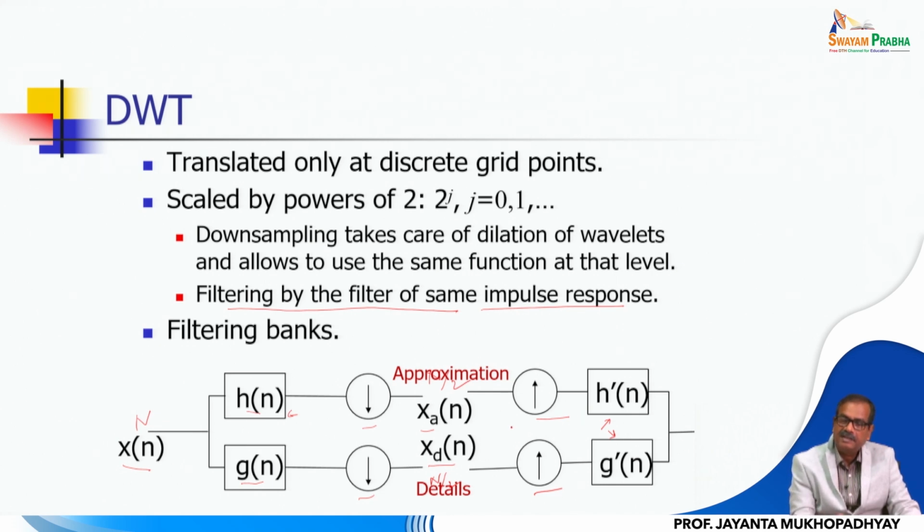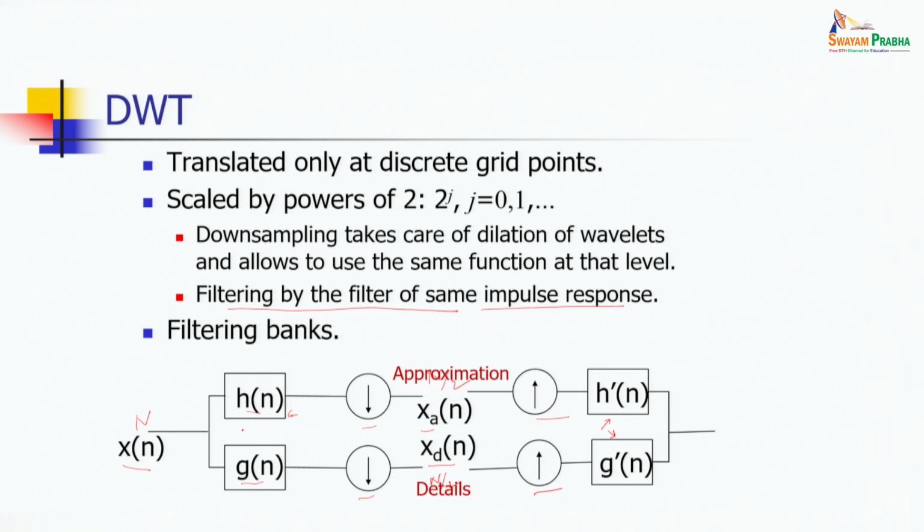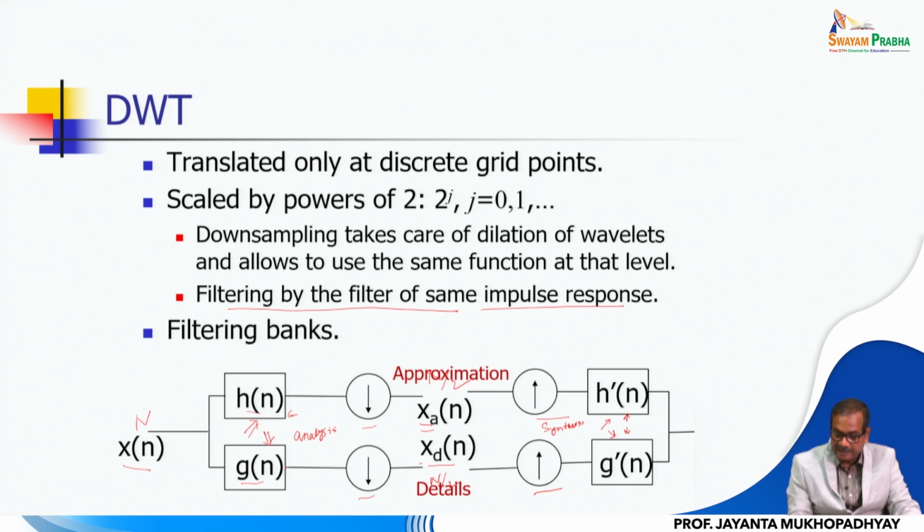So there is a mathematical analysis by which you can choose such a combination of Hn, Gn at this end, which is called analysis. This is the analysis end, because you are analyzing the signal to get the approximation and detailed structure. And at this end, which is called synthesis, you use a pair of filters. So you can choose these combinations in such a way that you can get exact reconstruction. So it is x prime n, but you can also get exact xn reconstruction of the signal. It could be an approximate reconstruction.